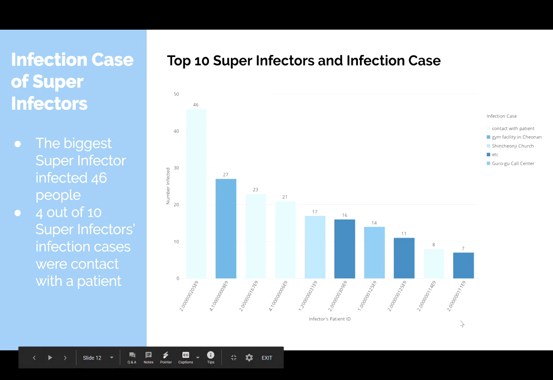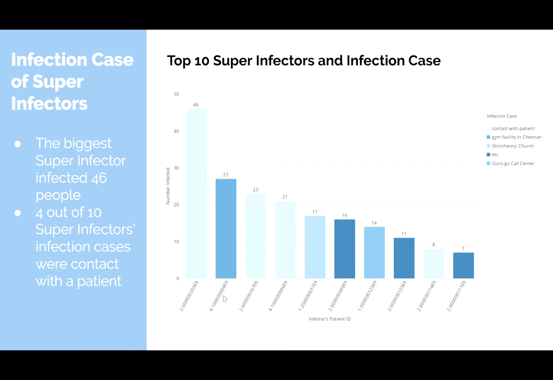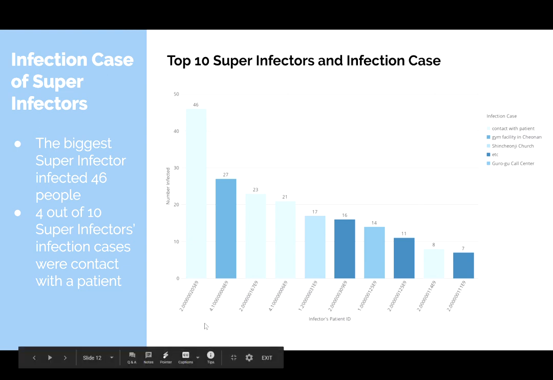Others within this top 10 are infection cases were a gym facility, which makes sense because there's a lot of ways you can exchange fluids within that space. And then there's also church listed. If you look at the total infectors, many of them are their infection cases are from churches, and that corresponds with information from the news saying that a lot of the infections were found within churches.